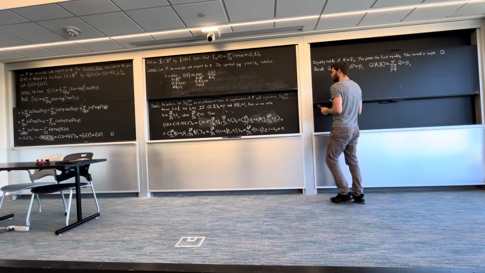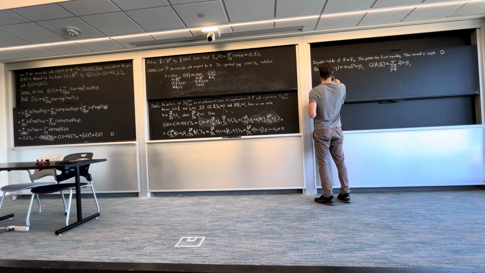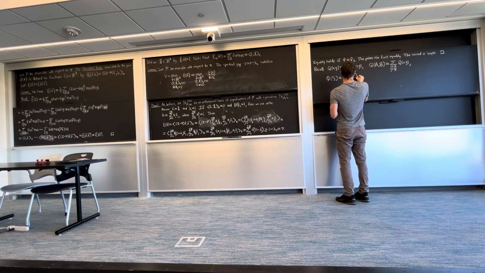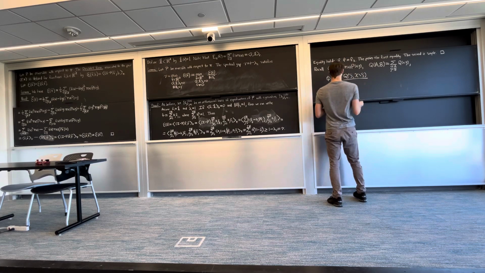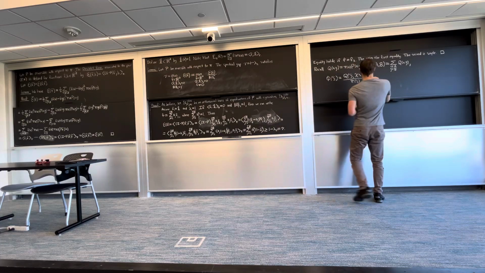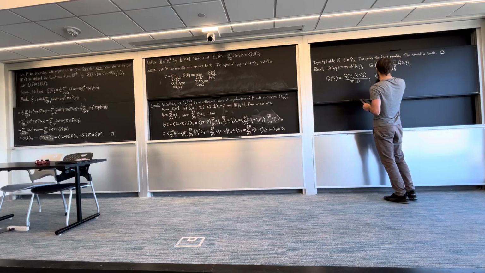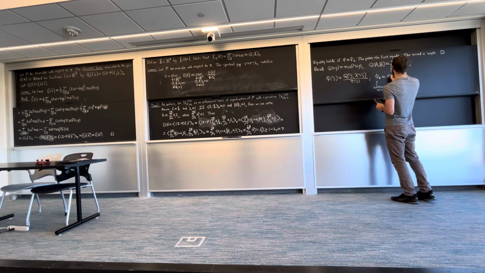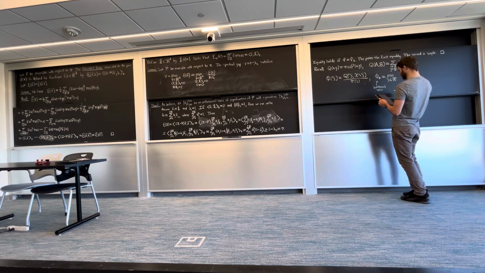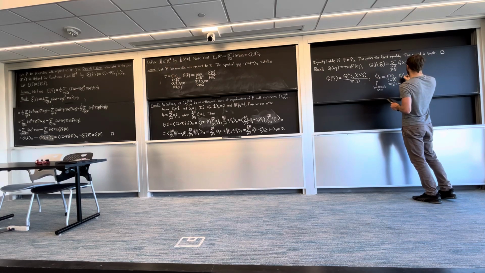And then we defined this capital Phi of a set S to be Q of S with its complement, divided by the stationary probability of S. And then finally we defined this bottleneck ratio phi star to be the minimum over all sets S with stationary probability at most a half of this phi of S.